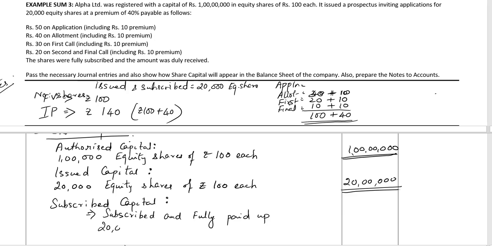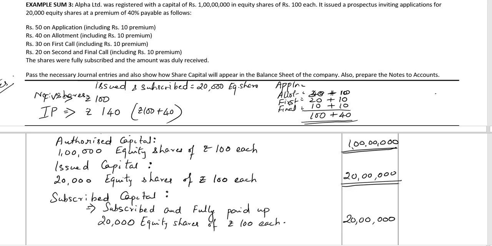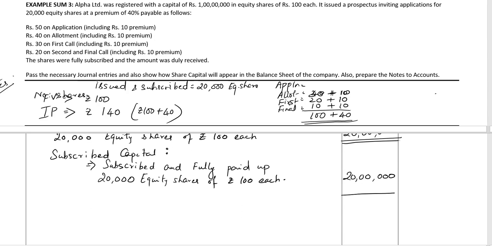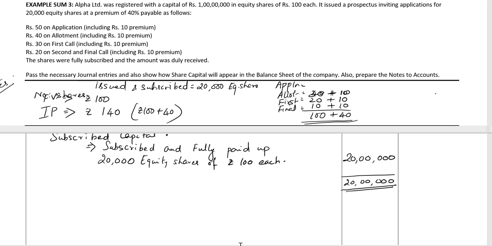We have 20,000 equity shares of rupees 100 each, 20 lakh rupees. And the amount to be shown in the balance sheet under the head share capital is also rupees 20 lakh. The premium will come under the second note, which is called reserves and surplus.